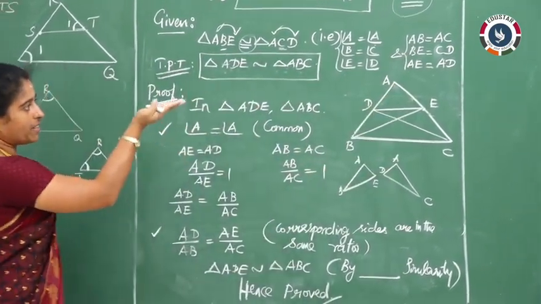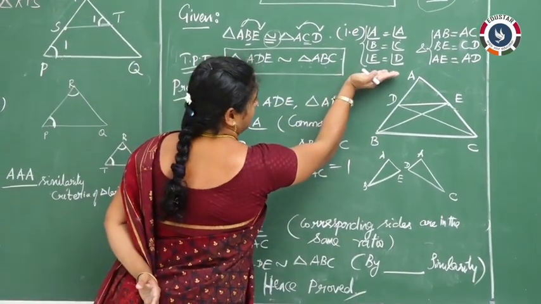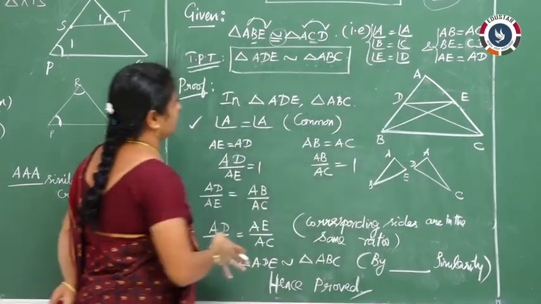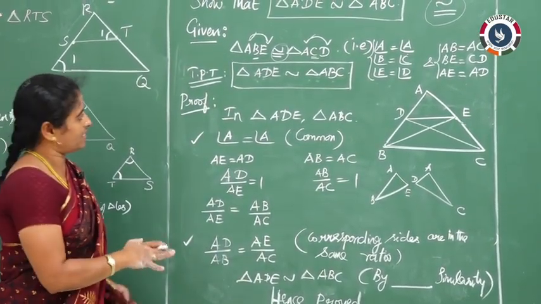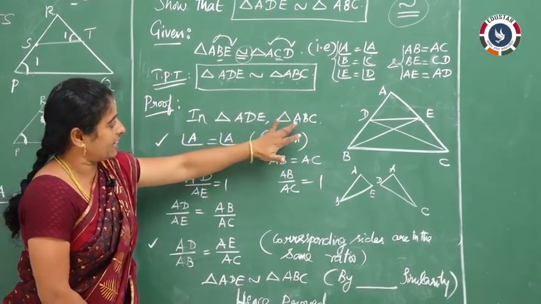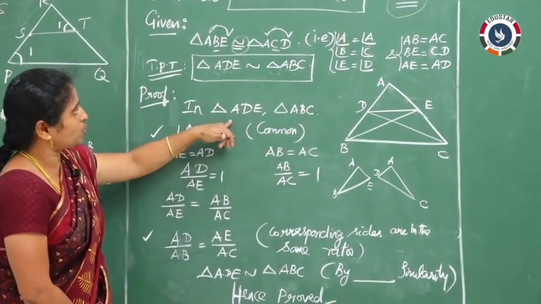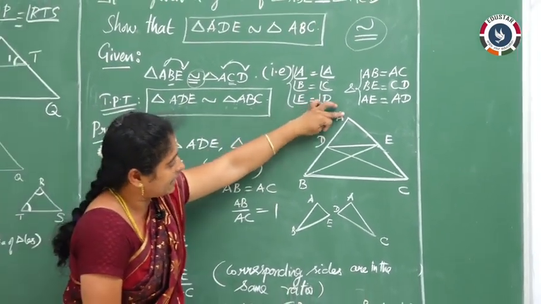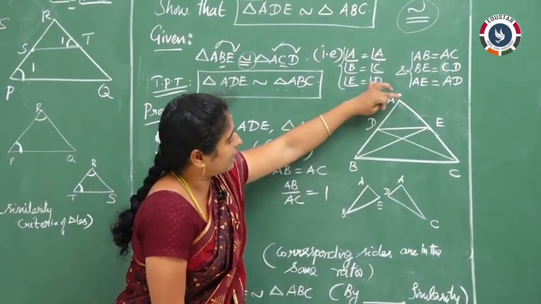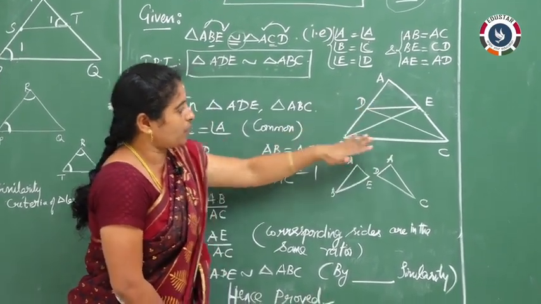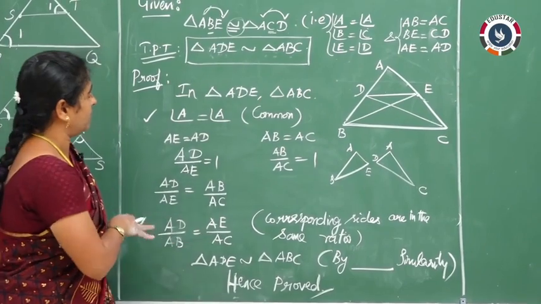So at last, we are going to use this and this to prove this theorem, to prove this result. So to prove, in triangle ADE and in triangle ABC, what are the two things we are going to prove similar? Triangle ADE and triangle ABC. Those two triangles we are going to prove they are similar.